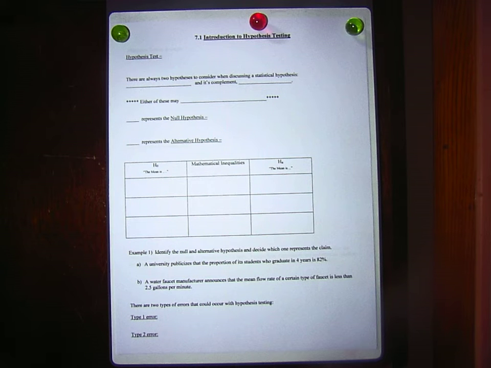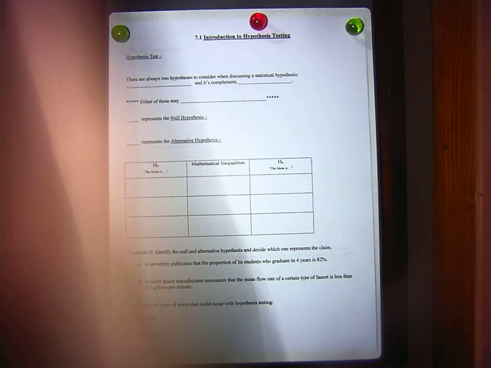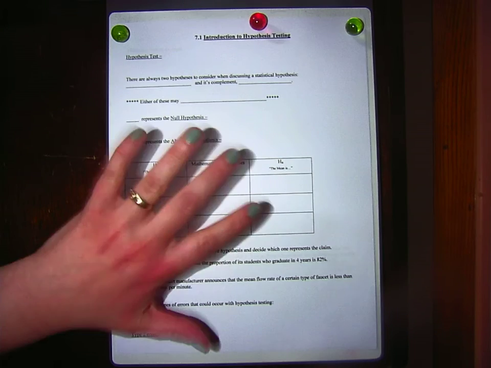Good morning. Aw, Kitty thought I was talking to her. No, I'm not, Kitty. No, I'm not talking to you.